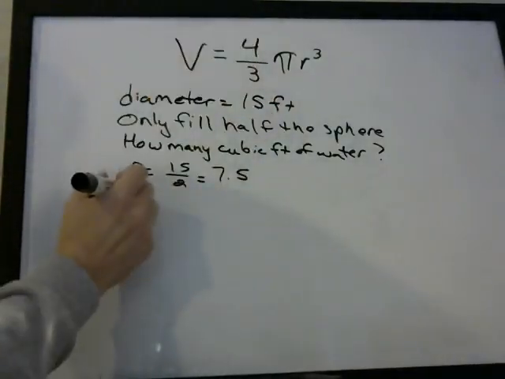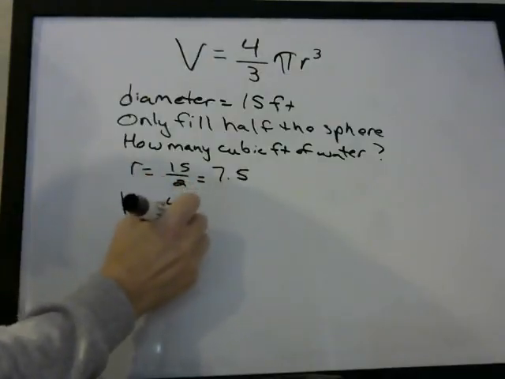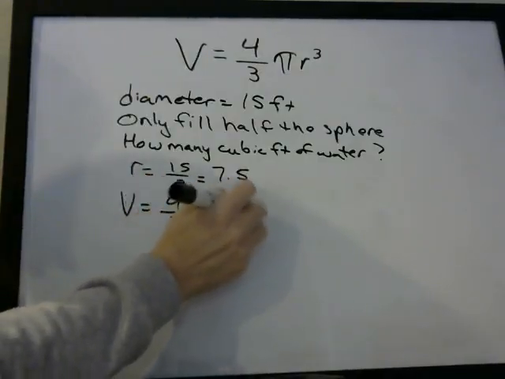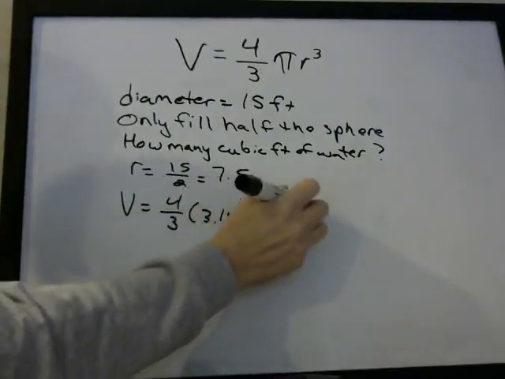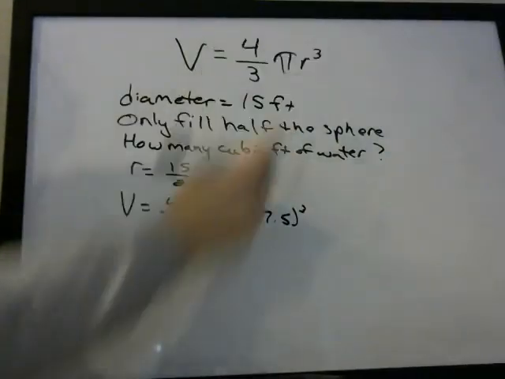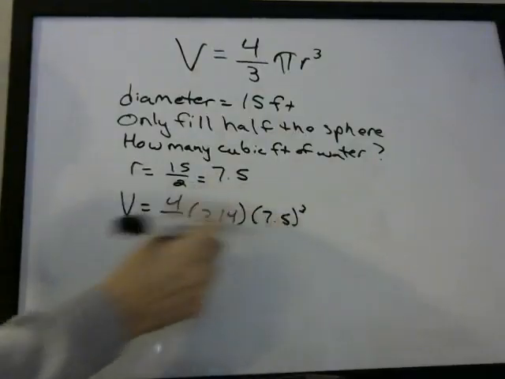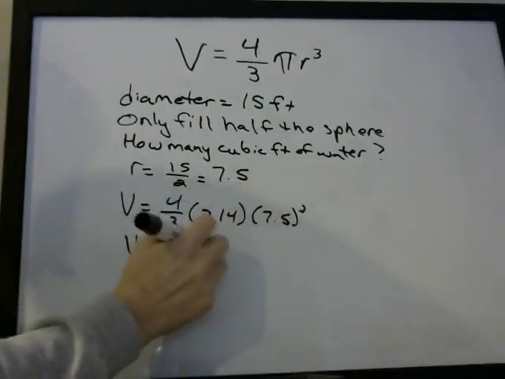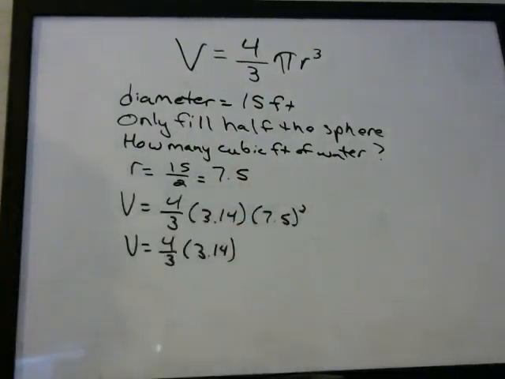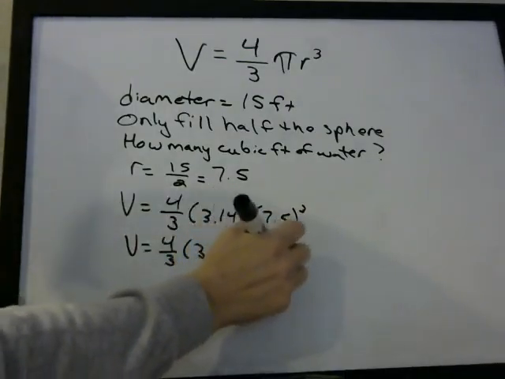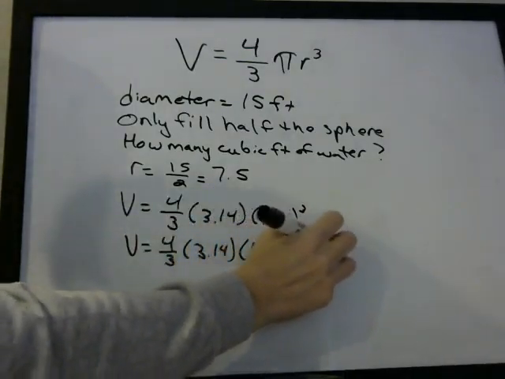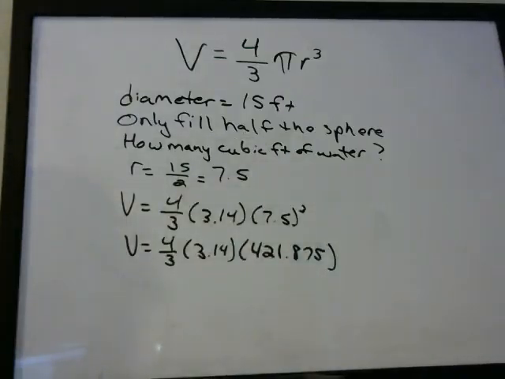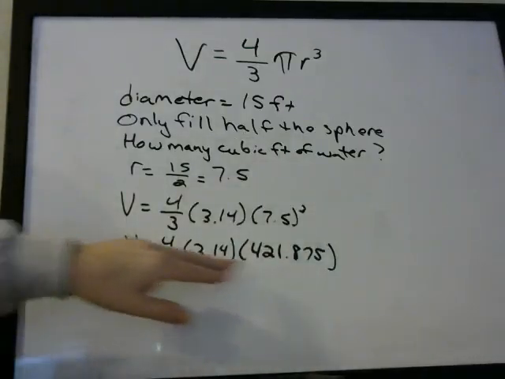So now we just stick the numbers in. 4/3 times 3.14 times 7.5 cubed, right? It's radius cubed, and it's 7.5. I always do the exponent first, so you stick 7.5 times 7.5 times 7.5 into your calculator, and you're going to get 421.875.